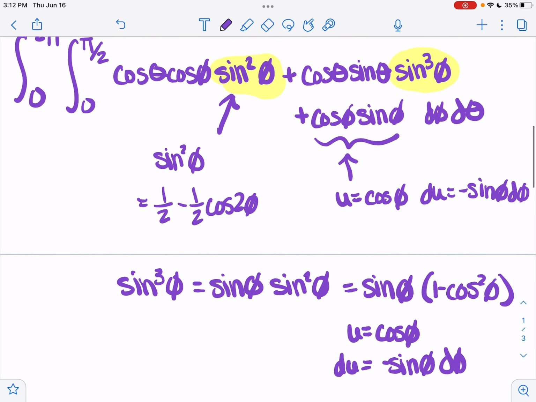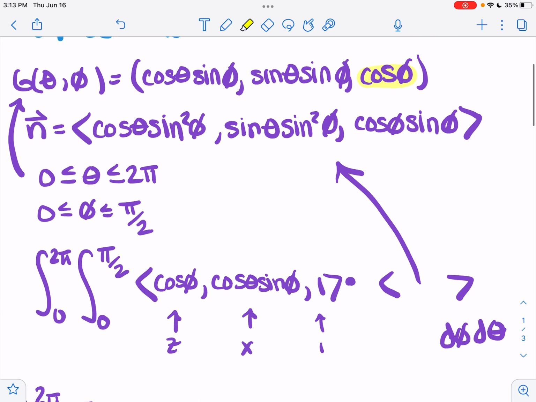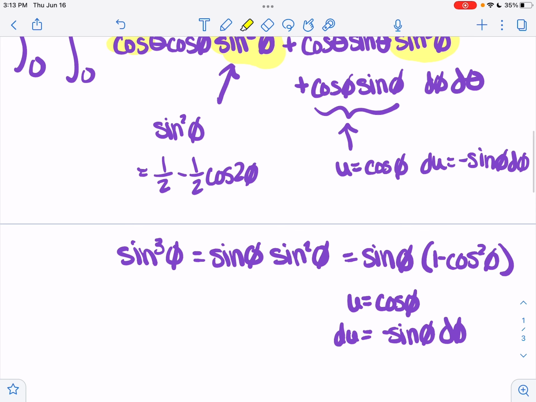We still have some theta integrals to do. The theta integrals are also going to involve u substitution on the second one, not on the first one. So lots of integration to do once we reach this point. Not necessarily easy integration, but it's all stuff that we can do and things that we've learned how to do.